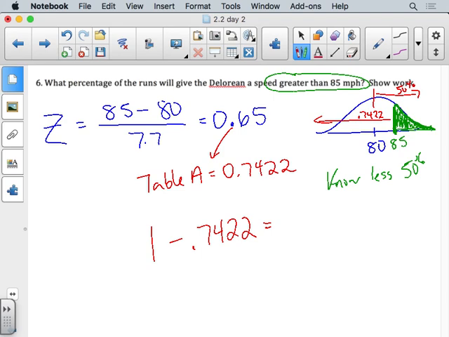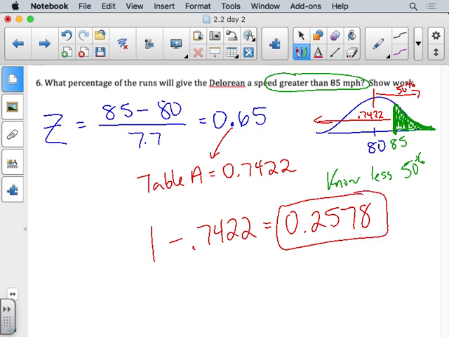Which is 0.2578, unless I did some wrong math. It should be what you think. So that is that little area there, because we were specifically wanting greater than, not less than. Everything on that table is less than the z-score. So if you want greater than, we just have to do 1 minus it, or 100 minus the percentage. 100 minus 74.22 is 25.78%. Either way, both are fine.